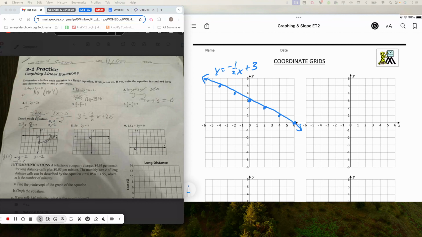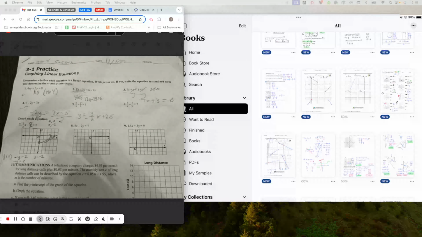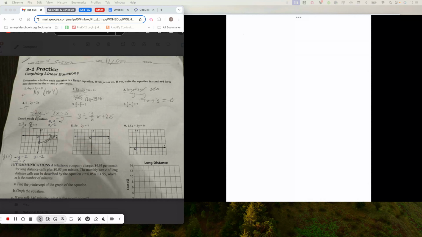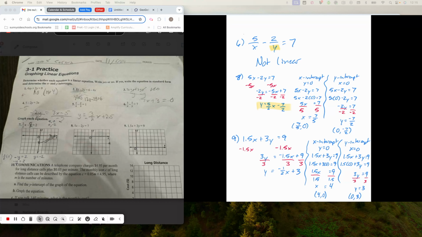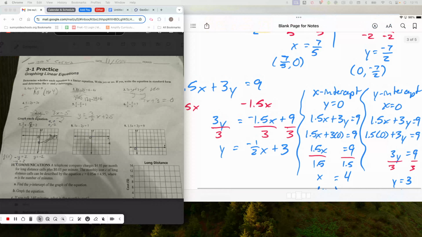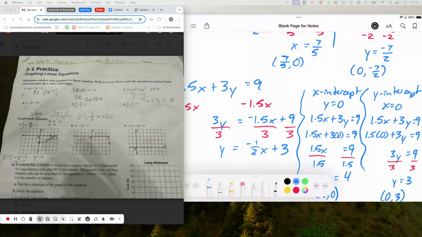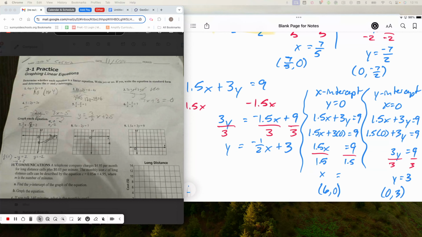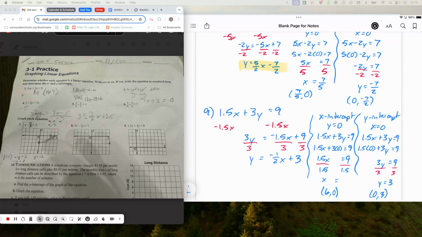And I need to do some work and check my x-intercept, because it looks like the x-intercept should be 6. That is correct. So I made an arithmetic error here. I should have used a calculator. 9 divided by 1.5 is not 4. 9 divided by 1.5 is 6. So our x-intercept would actually be 6, 0, not 4, 0. Apologies.